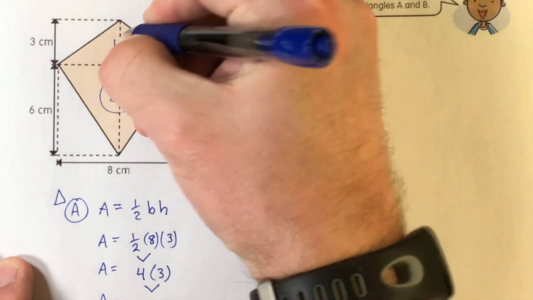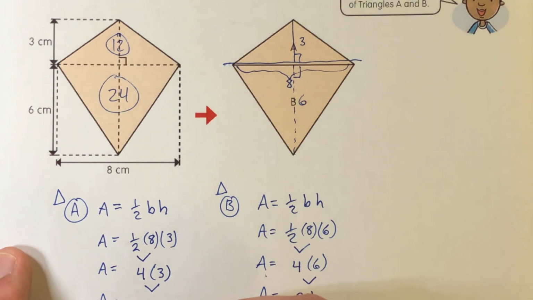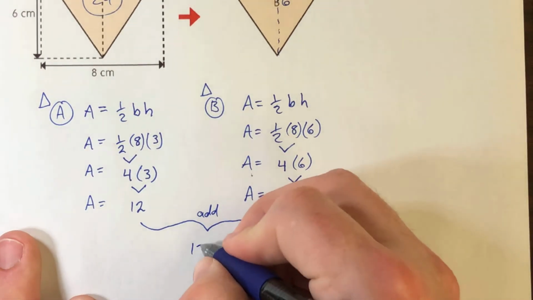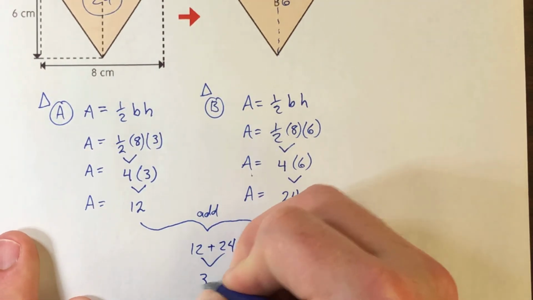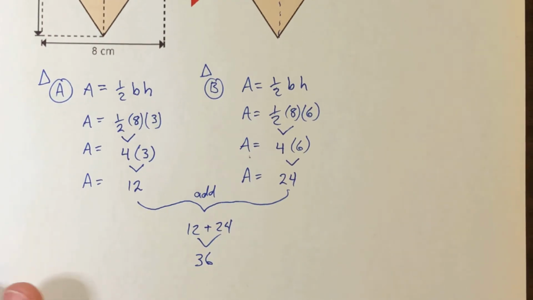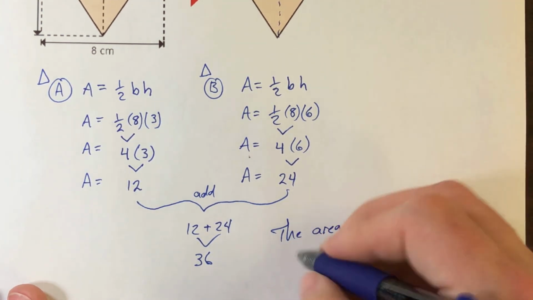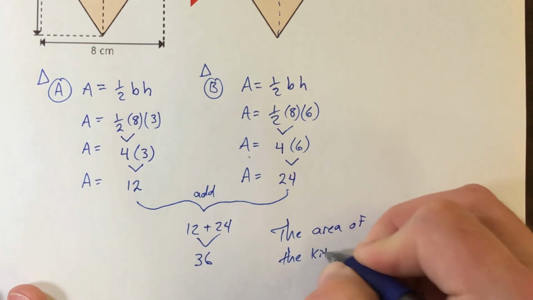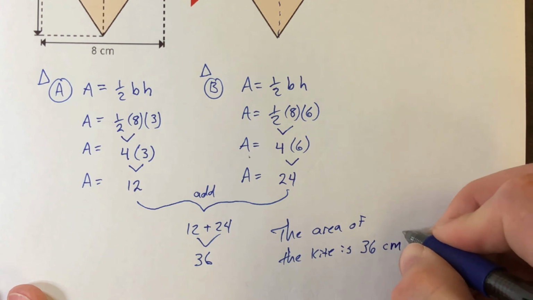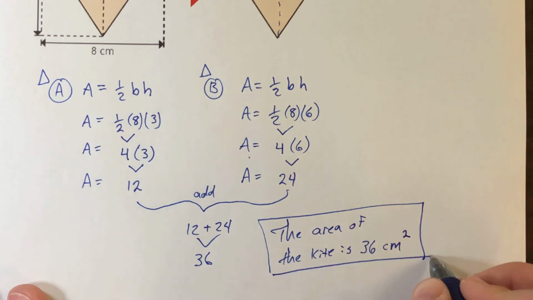The area of the top triangle is 12. Now all we have to do is add them. So 12 plus 24, we get 36. Now that's going to be our final answer, so we're going to put a label on it. So we're going to say the area of the kite is 36 centimeters squared. It's area. So how many squares of a specific size can you cover a surface in?